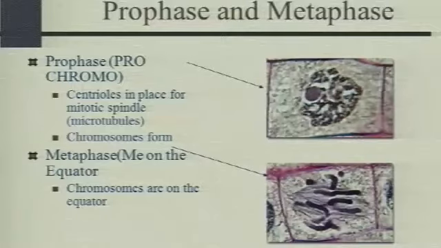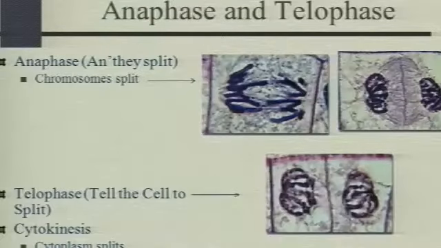The cell then moves into what's called metaphase. Me on the equator, so me being chromosomes. The chromosomes line up on the equator, with those mitotic spindle fibers attached to them, ready to pull them and split them in half. And they split. The chromosomes split during anaphase. They're pulled to opposite sides of the cell. You then have that nuclear envelope, nuclear membrane, start to form around it. And now you have two copies of the same genetic material.